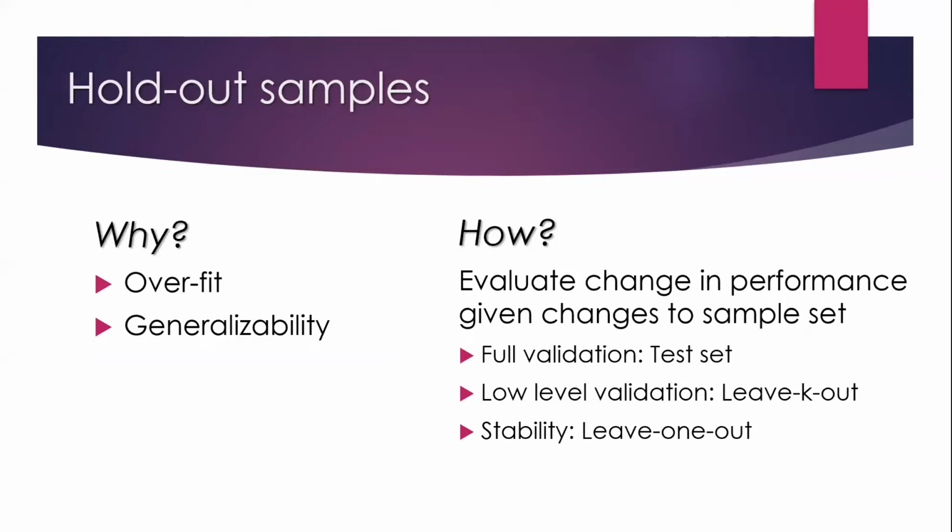So why do we want to hold out samples? Because these models tend to overfit, especially something like PLSDA. It's well known, it overfits, meaning that it works perfectly for your data set, but on all the other data sets, it doesn't work or repeat at all if you redo the study on a new set of samples. And this obviously is detrimental to generalizability. So how do you do this? Like I said, you can do the full validation or a low-level validation or just check the stability.